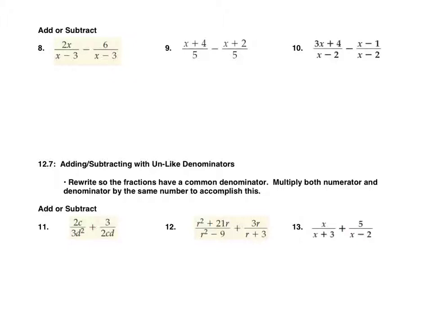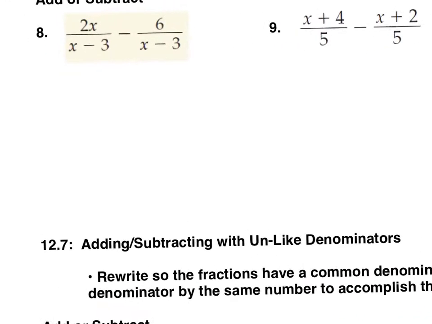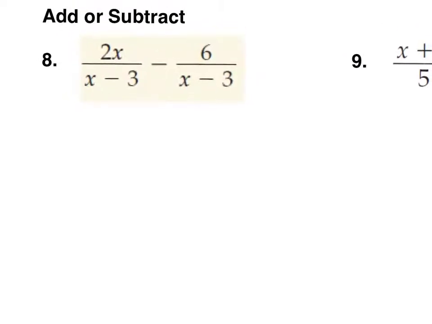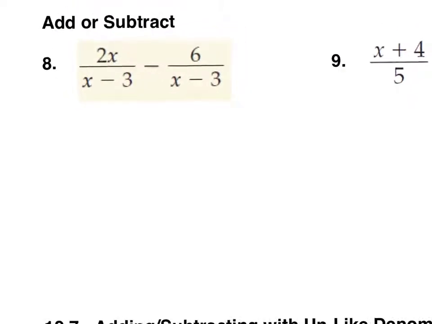Okay, 8, 9, and 10, we're just continuing on in lesson 12.6, where we're adding and subtracting with the same denominator. And I mentioned that subtracting is a little bit more difficult, and so we'll just have to watch out for that. All right, so in number 8, they already have the same denominator. I'm just going to write it as one fraction, and we'll just do 2x minus 6. Okay, you can't actually subtract those because they're not like terms.